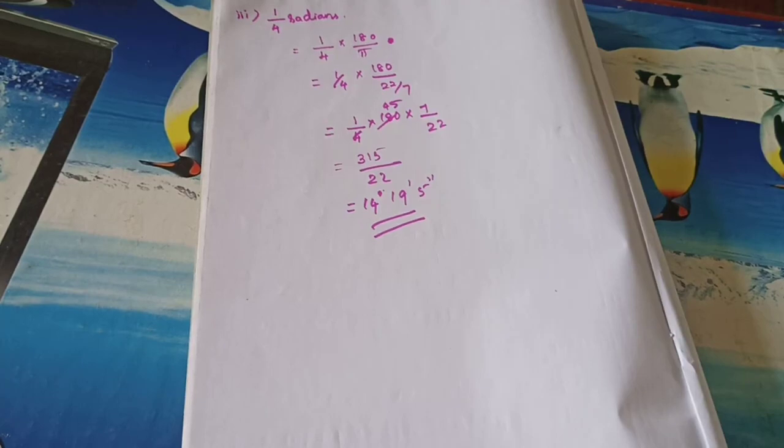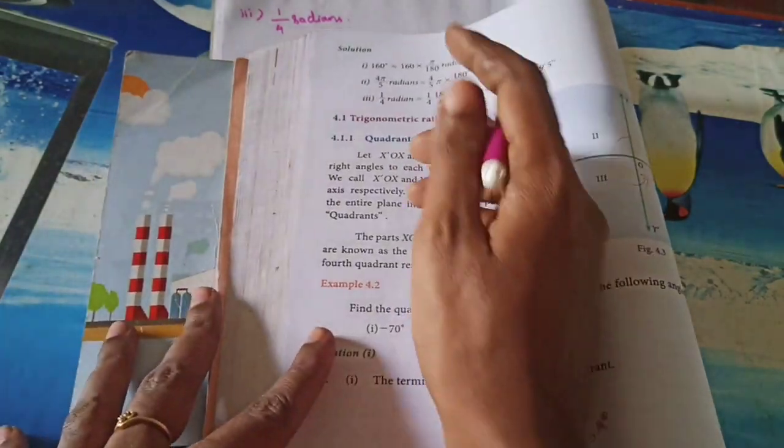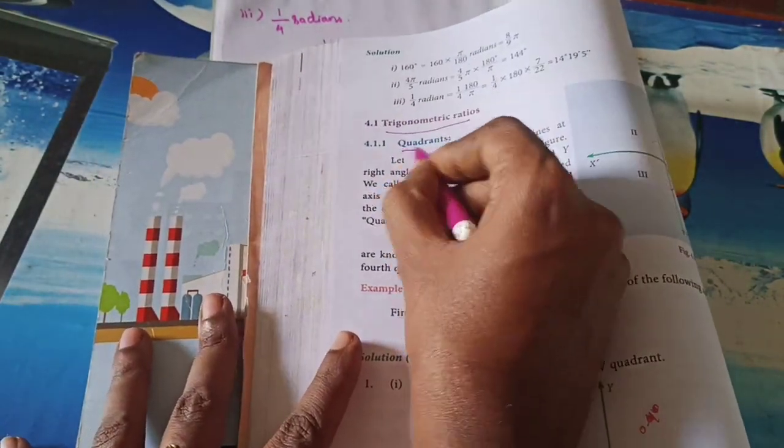Okay, let's move to the next one. Take your books, all of you. From your book you can write this. Next, put the heading: trigonometric ratios, quadrants.